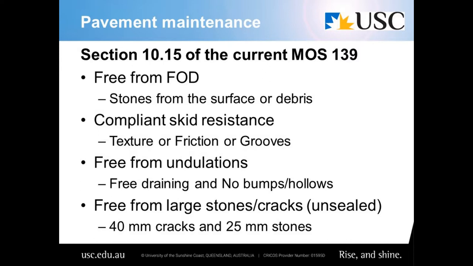Free from undulation, so that the pavement is free draining and that there are no bumps or hollows that might cause handling issues to aircraft. And in the case of unsealed pavements, be free from cracks wider than 40 millimetres, which sounds pretty large to me, or stones bigger than 25 millimetres. So clearly with an unsealed pavement, you're not going to be completely free of stones, so they just put a limit on the size of the stones.